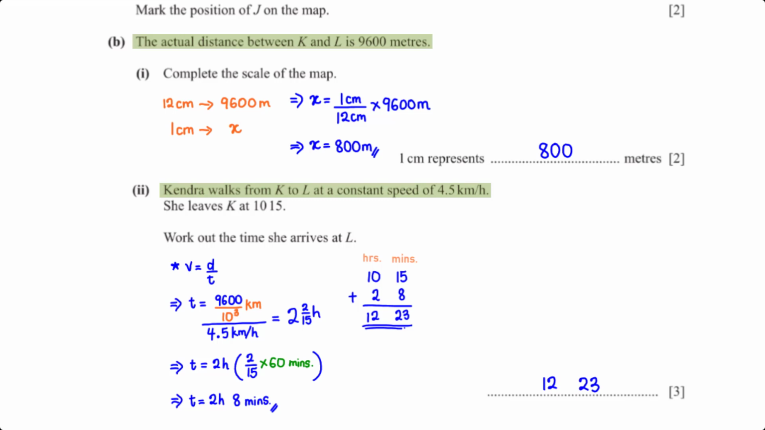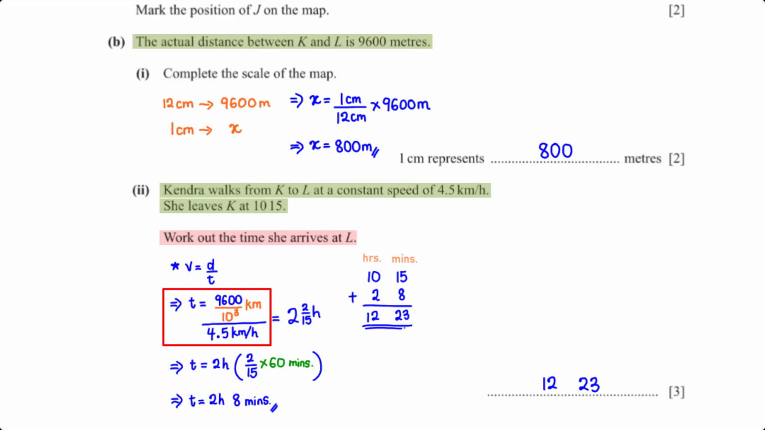Kendra walks from K to L at a constant speed of 4.5 kilometers per hour. She leaves K at 10:15. Work out the time she arrives at L. First, we need to find the time Kendra takes to walk from K to L. Based on this formula, we see that the time duration for her journey would be equal to D, which is the distance she traveled, divided by V, which is her speed.